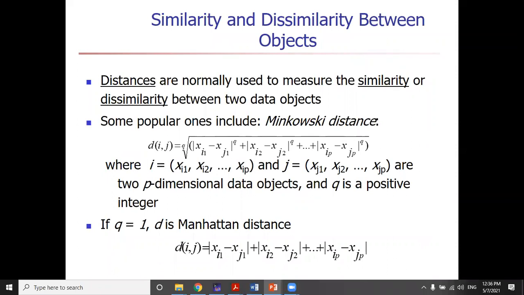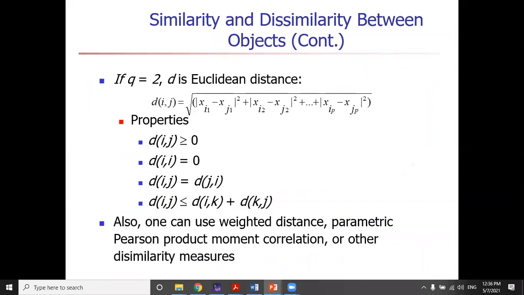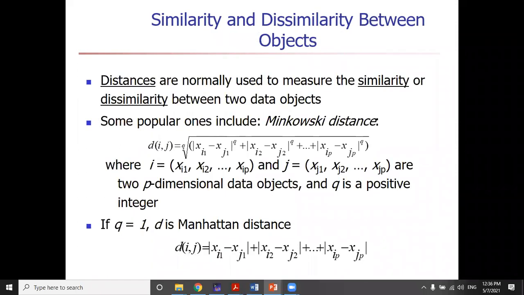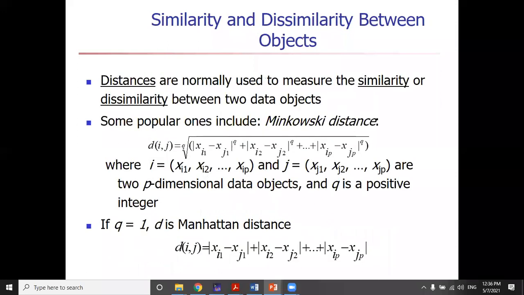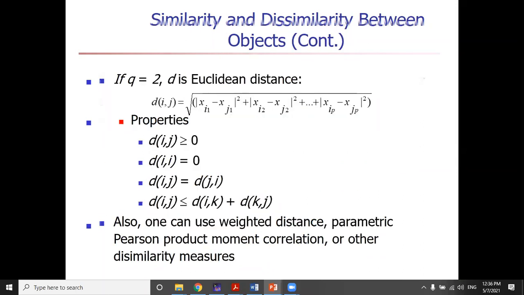Now distances are normally used to measure. Here, look, how many types of distances are there? These are the distance functions that we are going to use in our clustering techniques, or in whatever clustering technique you learn in future, you will have to use one of these kinds of distance functions. Distances are normally used to measure the similarity and dissimilarity between two data objects. I already discussed this. With the help of distance d of i comma j, we are able to measure the similarity or dissimilarity between two objects i and j, right? So how can we measure it?